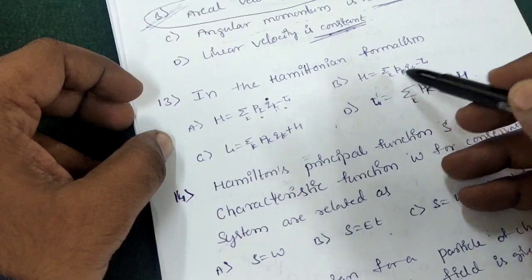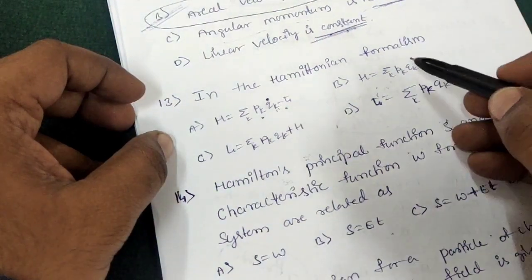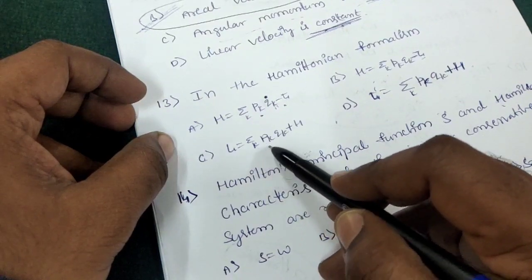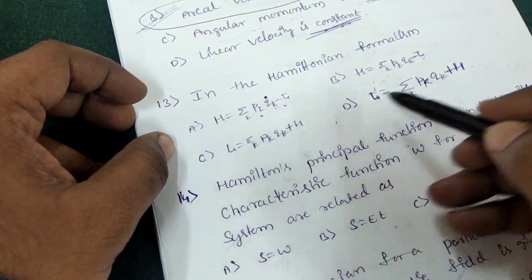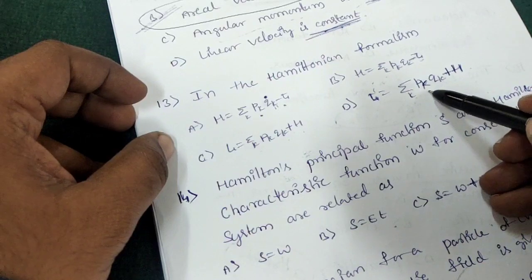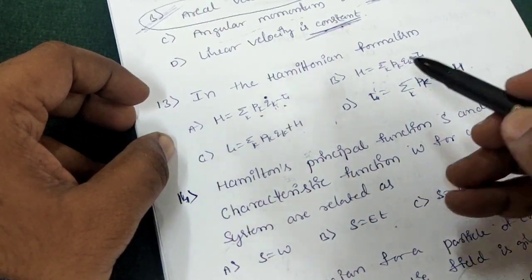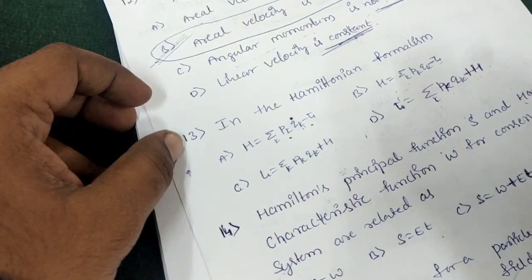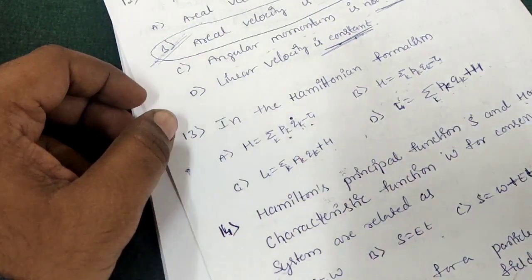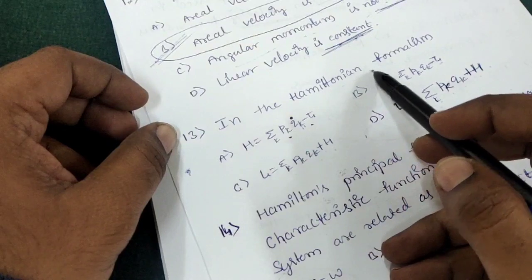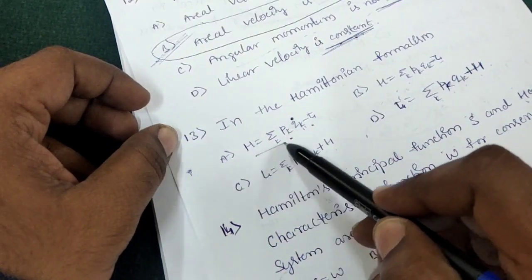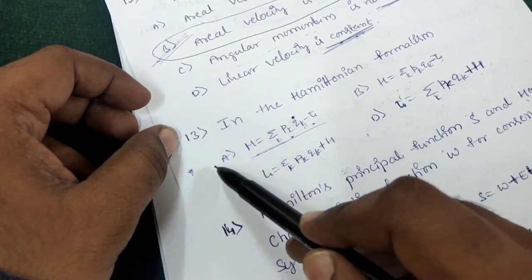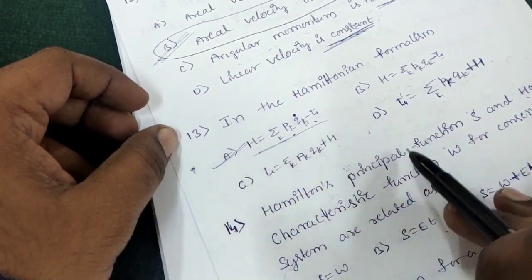Next, in the Hamiltonian formalism, H is equal to the summation over k of pk qk dot minus L, or L is equal to the summation of pk qk plus H, and so on. The Hamiltonian formalism is H equals summation k pk qk dot minus L. So option A is correct.